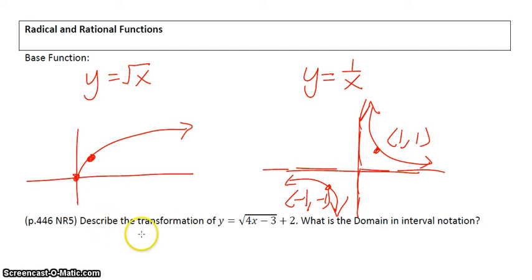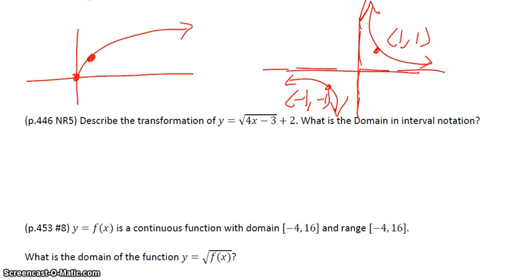All right, describe the transformation of this, and what is the domain in interval notation? Okay, so comparing to the base function, I need to rewrite it such that I have a 4, right? First take out a 4 from here, x minus, right, like this.